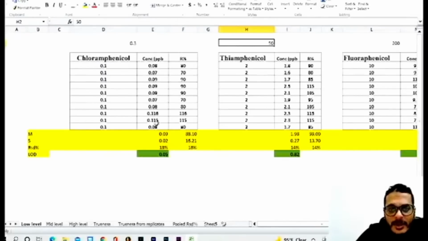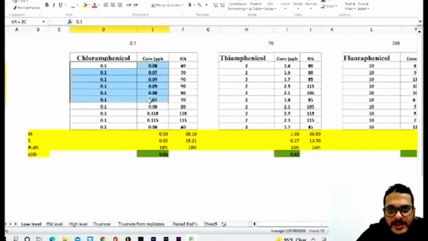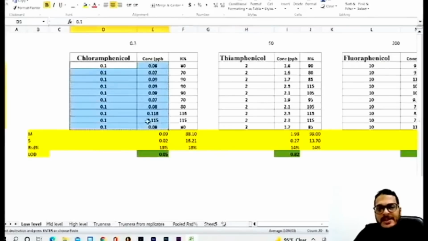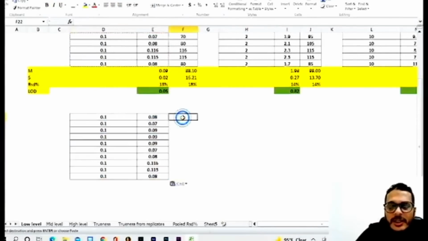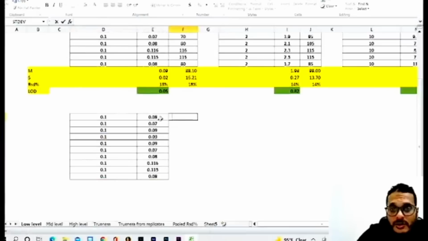I ran 10 replicates, then I got these results. I can use this as an example here. Then you will calculate the recovery for each concentration divided by this. Enter. Here convert to percentage by multiplying by 100.